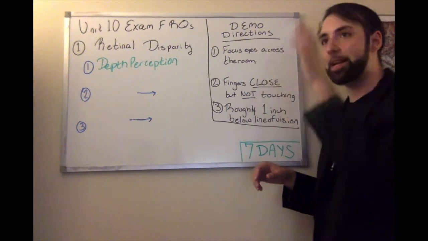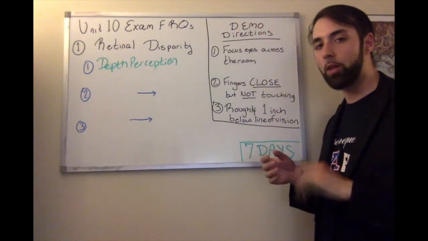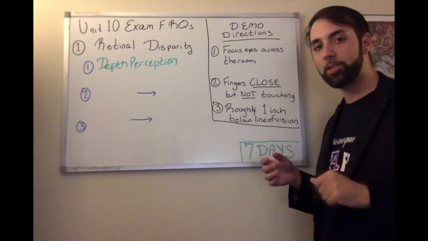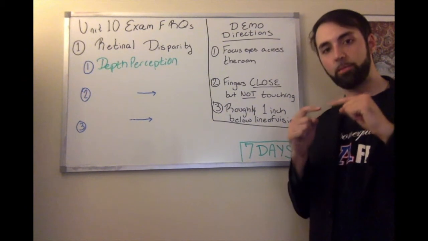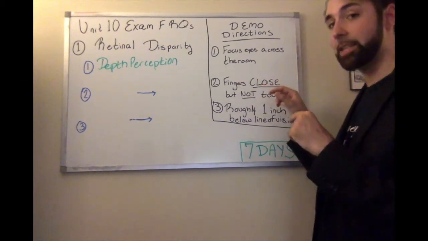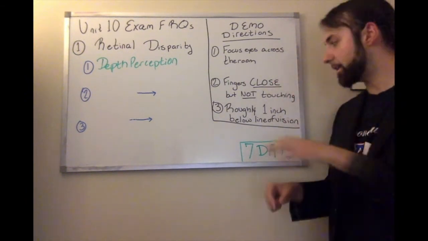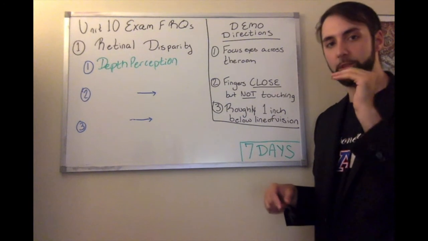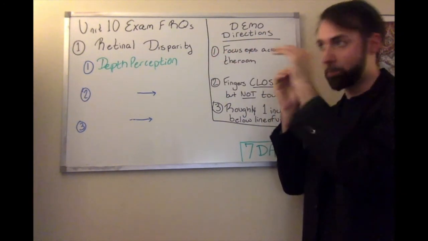I want you to focus your eyes somewhere distant in the room that you're in. So all the way across against the wall, all the way to the other side of the room. Once you have determined what you're going to focus on, what you do next is take your fingers and bring them about a centimeter or so apart. Close, but not touching. Then position your fingers about an inch or so below your line of vision. Meaning if you're staring straight ahead, your fingers are about an inch below your line of vision.